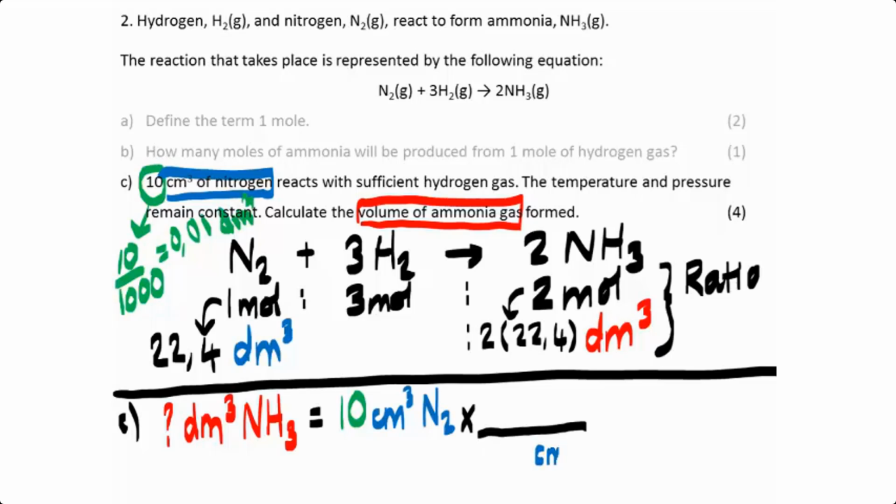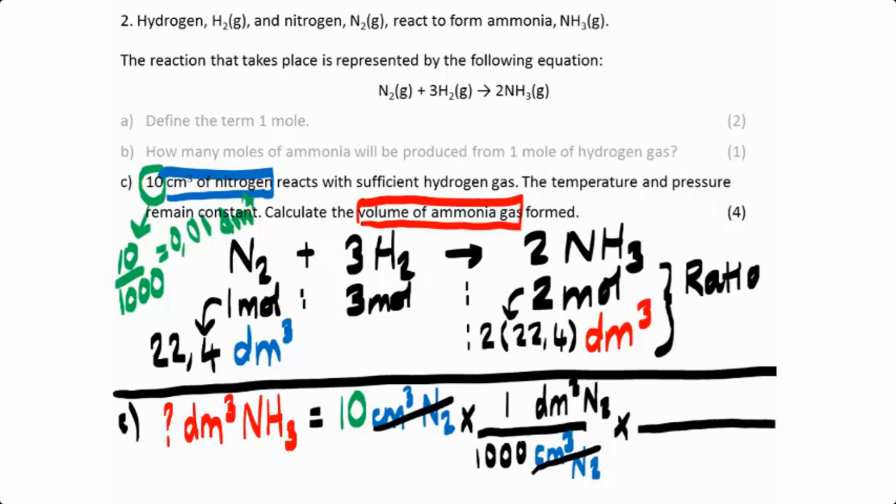So we have centimeter cubed, still nitrogen, and we change that to decimeter cubed, still of nitrogen, and we know that 1,000 centimeter cubed is the same thing as 1 decimeter cubed. So now we've got rid of centimeter cubed nitrogen, but we still have nitrogen. We don't yet have ammonia. So we need another conversion factor.